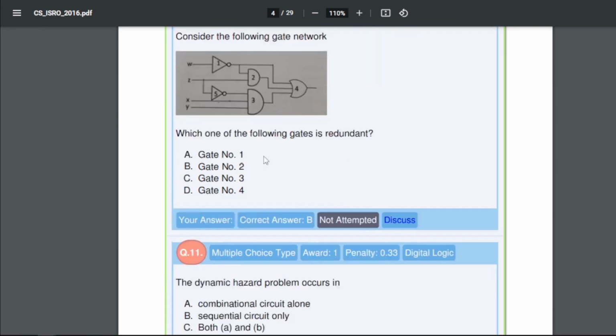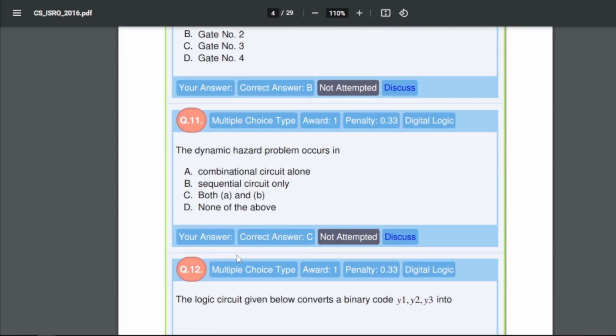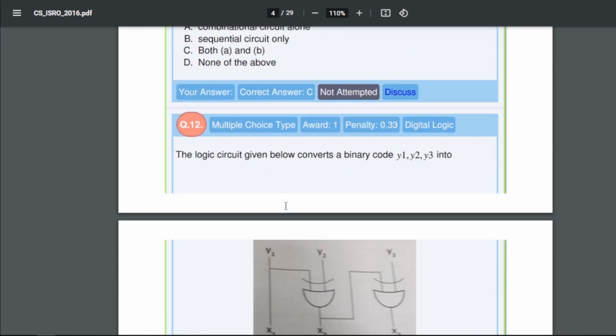Now question number 11 is, the dynamic hazard problem occurs when? Again, this is a very popular question. The dynamic hazard problem occurs in both cases, in a combinational circuit alone and in a sequential circuit alone. So the dynamic hazard problem could occur anytime.